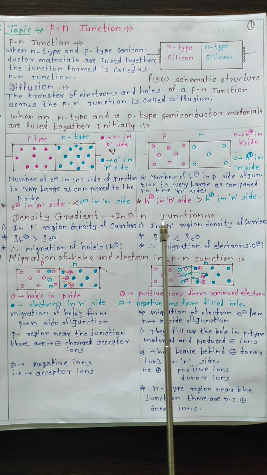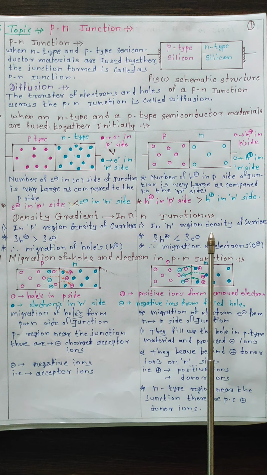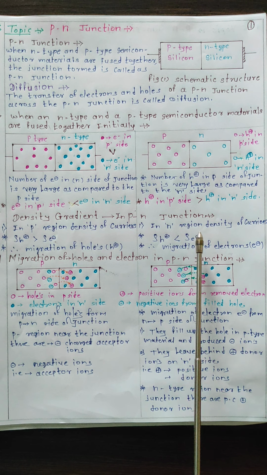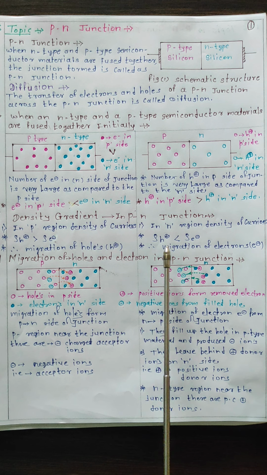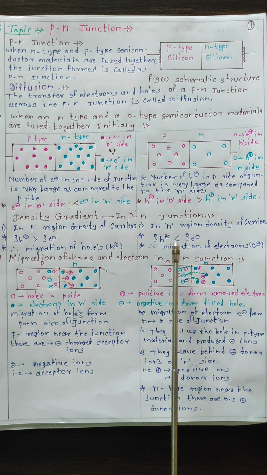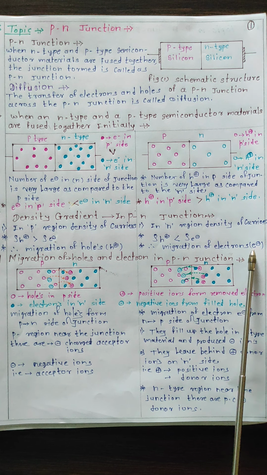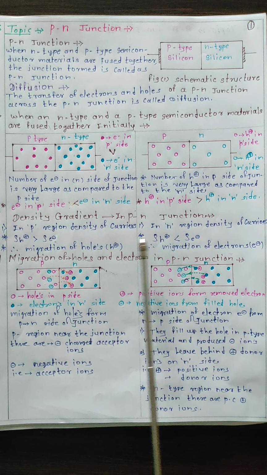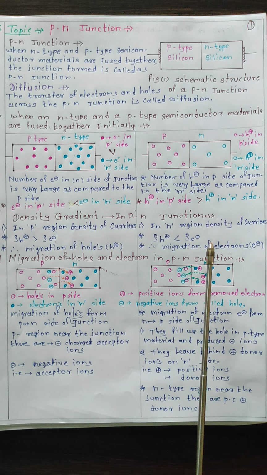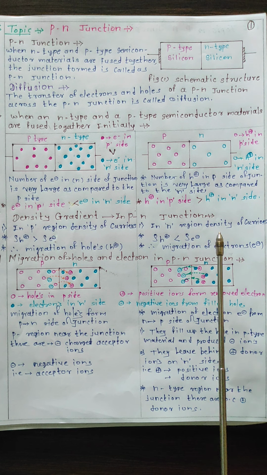And then next, consider the N region. In the N region, the number of electrons is large as compared to the number of holes. Therefore the density of electrons in the N region is greater than the density of holes, and so a migration of electrons will take place in that N region. So in the P region migration of holes takes place, and in the N region migration of electrons takes place.